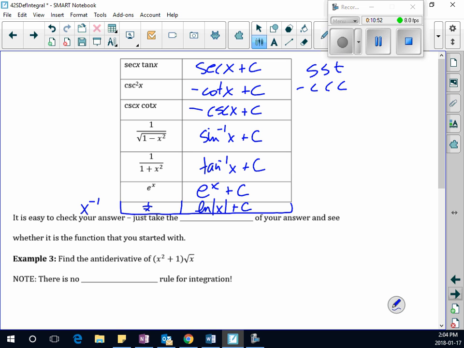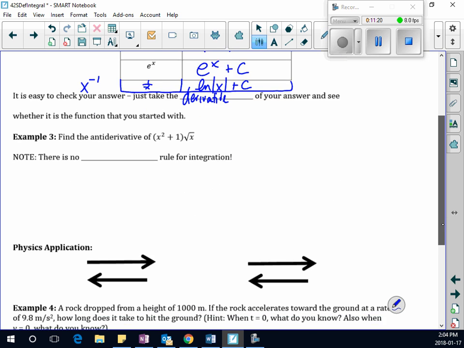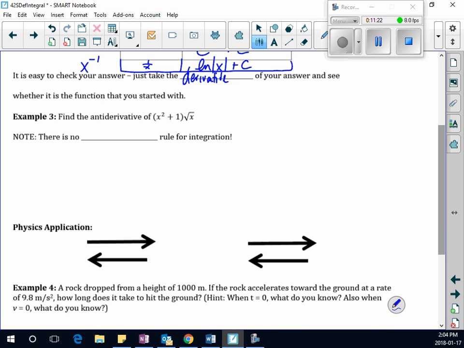It is pretty easy to check your answer because you just have to take the derivative of your answer and see if it actually gets you to where you started. So for instance, the derivative of secant is secant tan. If you're not sure if you're remembering the sign right, do the derivative of what you got and go backwards, right? Okay, so find the antiderivative of x squared plus 1 times the square root of x.